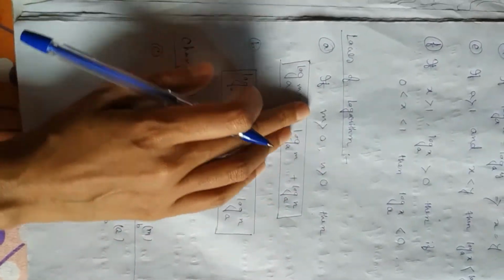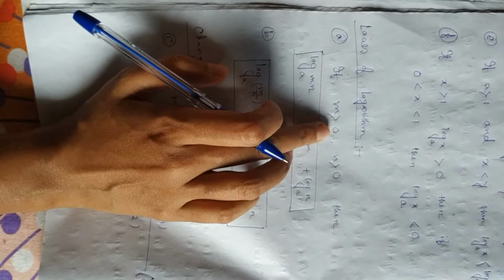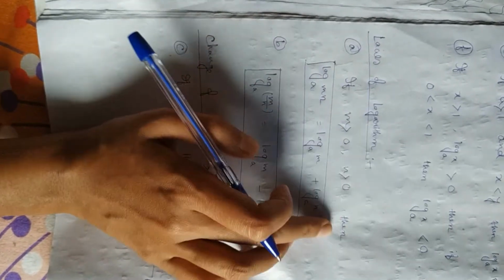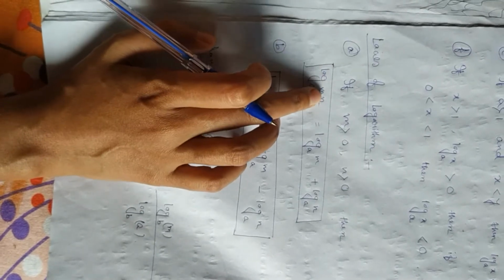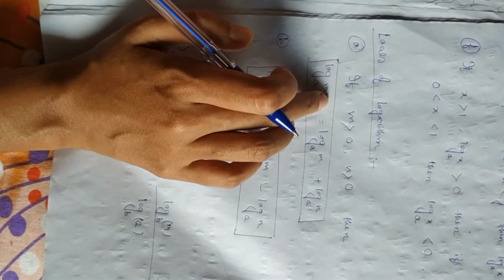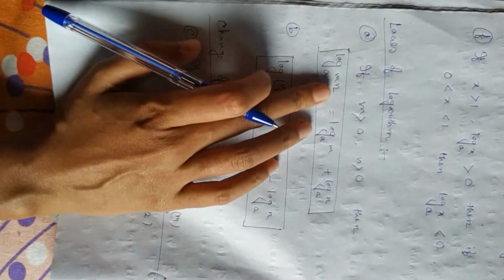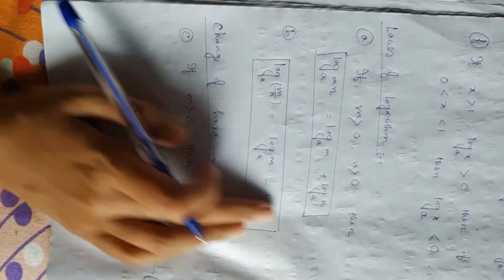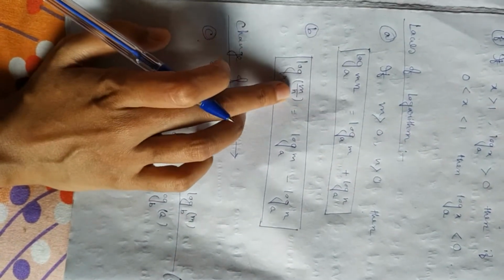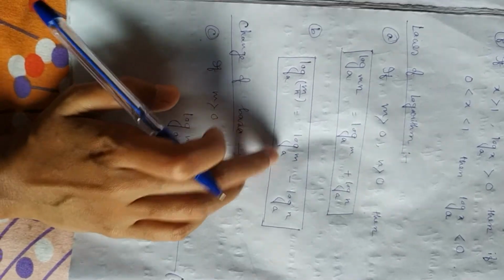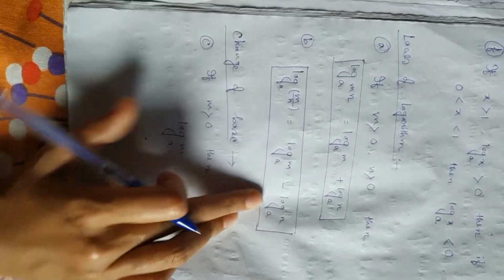Laws of logarithm. If m and n are any two numbers whose value is greater than 0, then I can write log of mn, means m into n, it is called the multiplication law of logarithm, equals log of m plus log of n to the base a. If I write log of m divided by n to the base a, it equals log of m to the base a minus log of n to the base a.